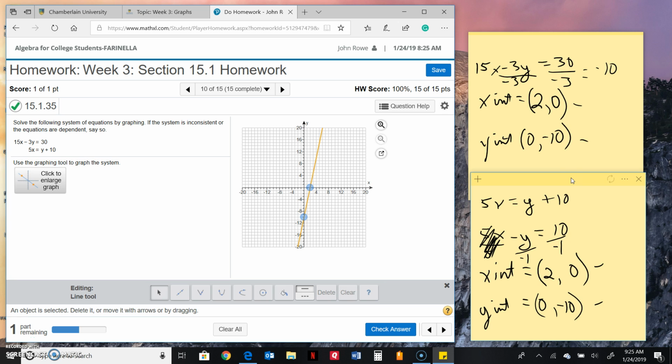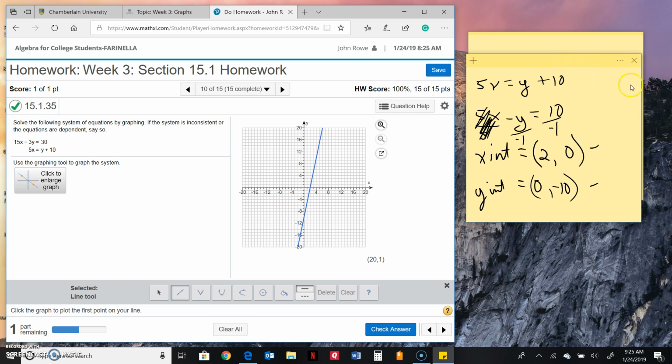So for our second equation, x is equal to 2 when y is equal to 0. That's on the same line we did earlier. And if x is equal to 0, y is equal to negative 10. That's the exact same line we had earlier. Let's see what happens if we check that answer.